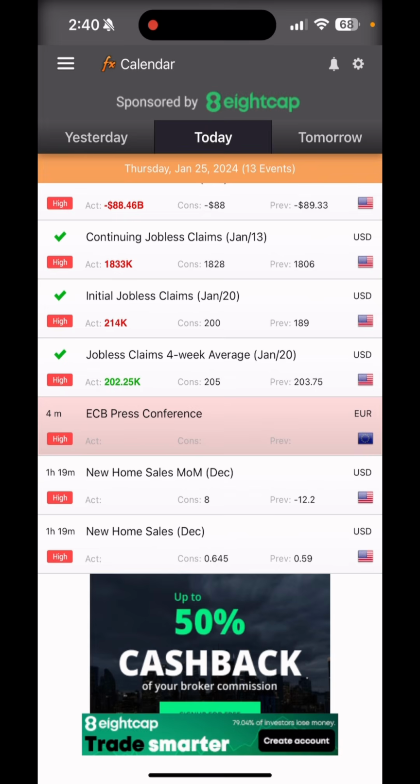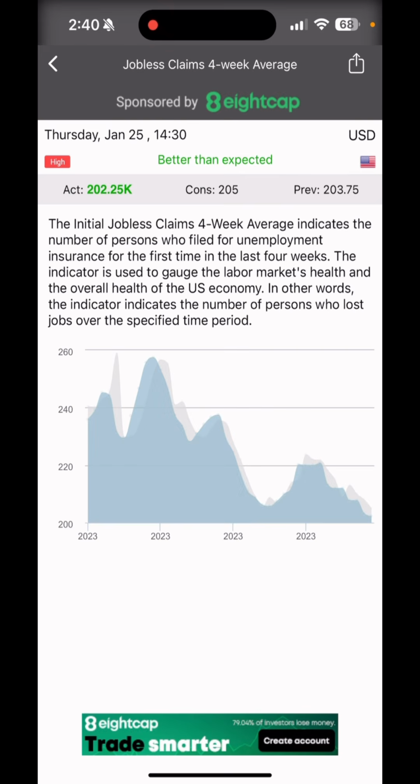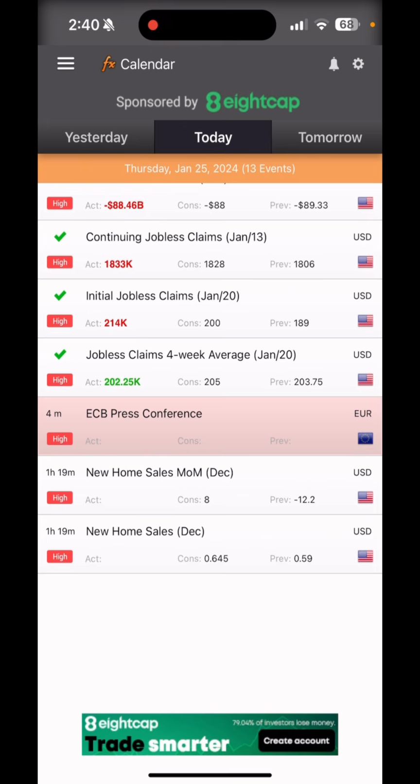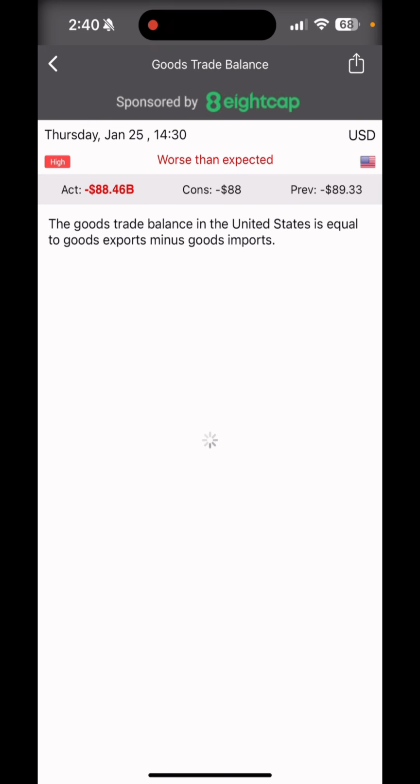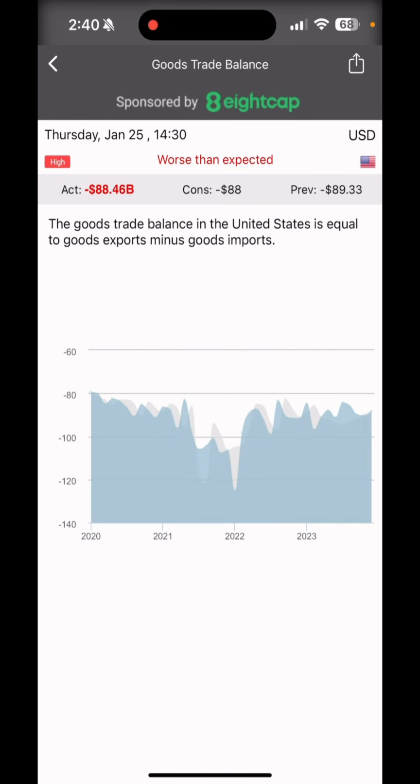Let's check another news that came up. Initial job claims. So now, if you notice, we have 1, 2, 3, 4 news that came out on USD. If you check the right hand side, you will see that it's the USD flag. Now, 4 news can come out at the same time. So because this one is saying better than expected, doesn't mean you should run and say, oh, the USD is doing good, let me go and buy. Check the remaining ones. This one, worse than expected.